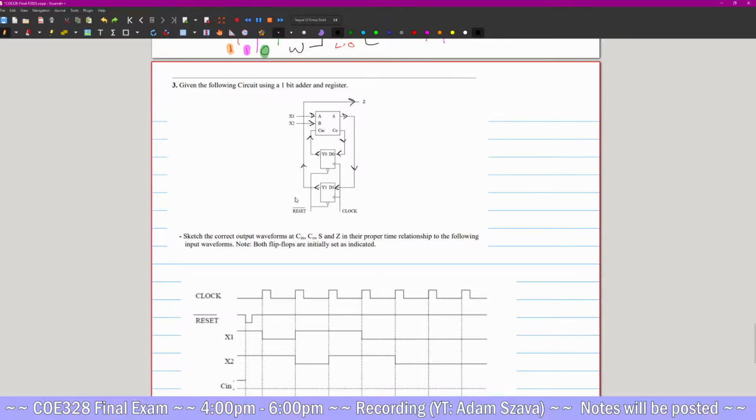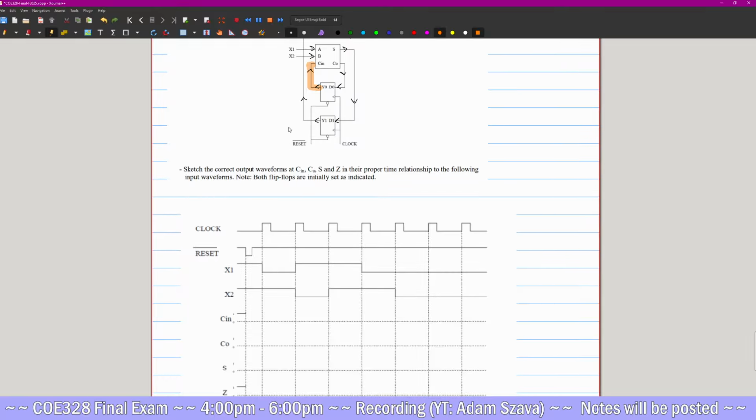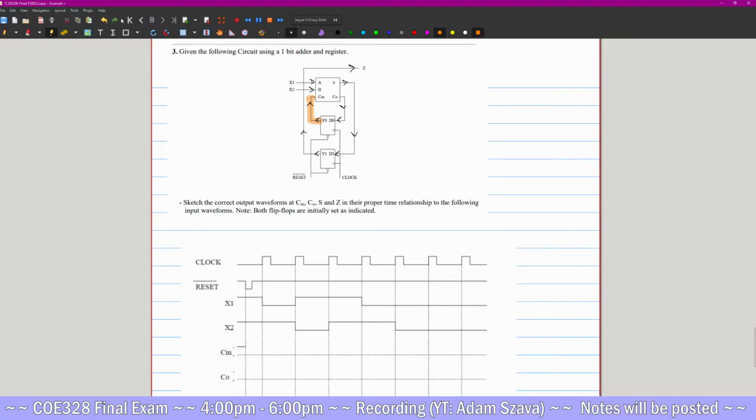So what we'll need to keep track of a little bit here is this signal as well, which is our C in signal. Actually, sorry, we do have C in here. So never mind, we don't have to keep track of that particularly. I mean, we have to keep track of it, but I thought we'd have to draw it separately, but we don't.